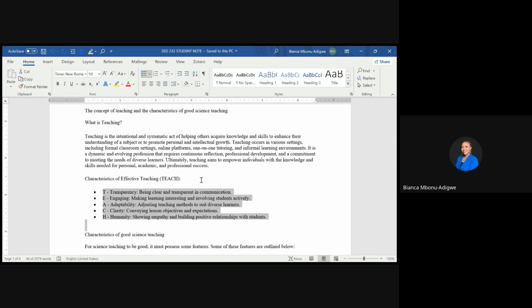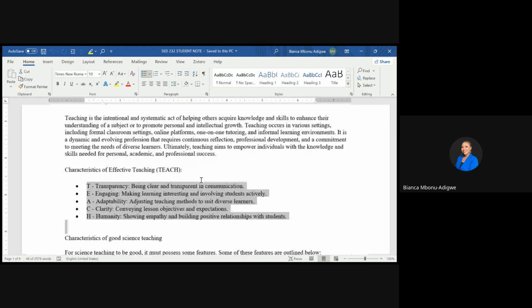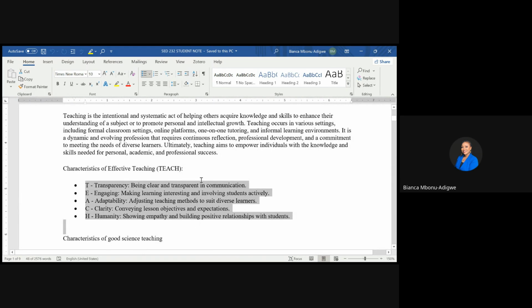So we're talking about the characteristics of effective teaching, and I came up with this acronym TEACH, T-E-A-C-H. The first letter, T, is transparency. Your language must be clear. It must be transparent, not too big for your learners and not too small for your learners. The second letter is E, for engaging. For effective teaching to happen, learning must be interesting and students must be involved actively.